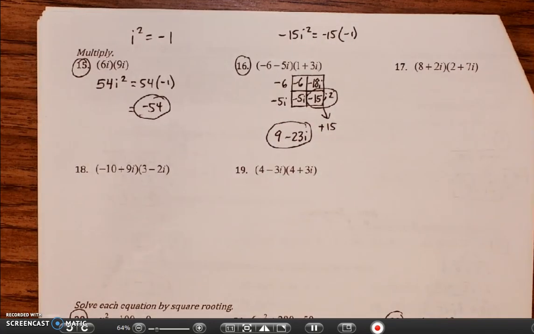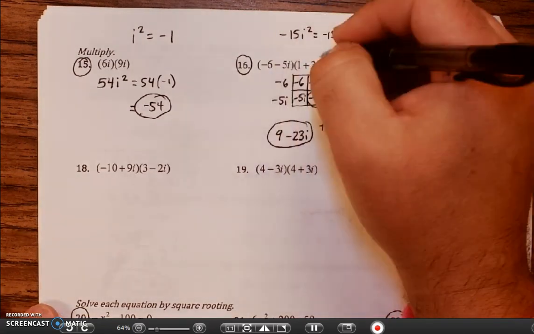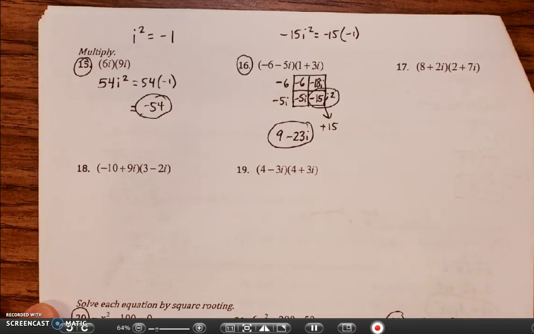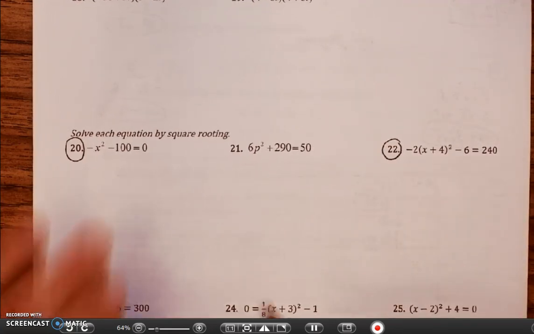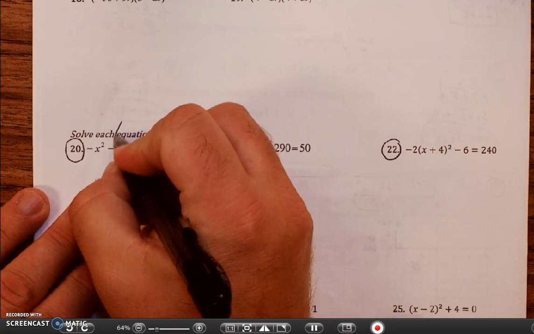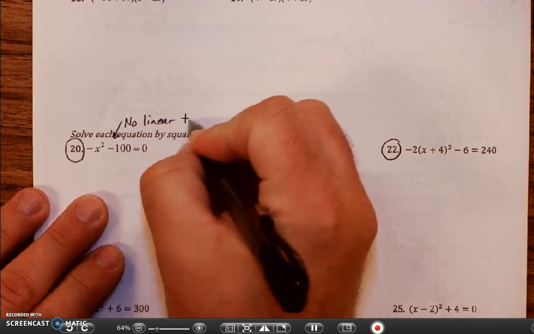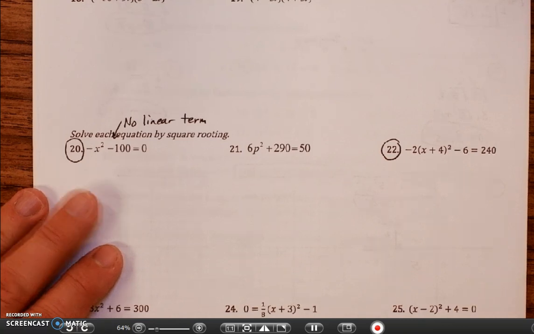You're just foiling them together. And whether you like to draw the arrows and connect things up, or whether you like to use a box, it doesn't really matter to me. Now, if we are solving by square rooting, like in question 20, notice that there is no linear term. No linear term. This is when we know that we can use the square rooting method for solving.